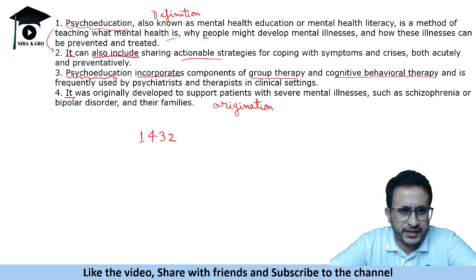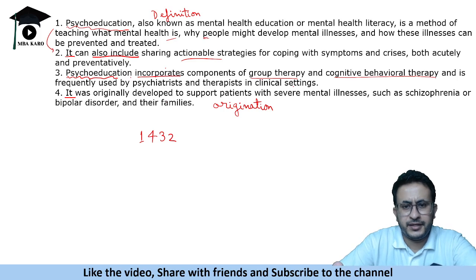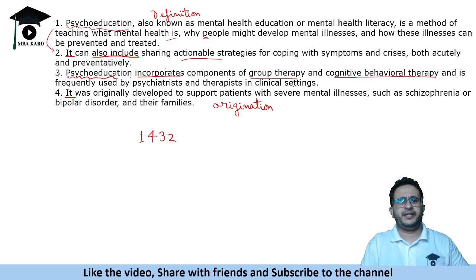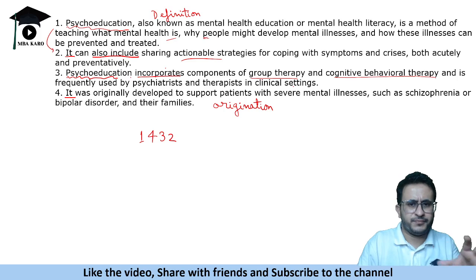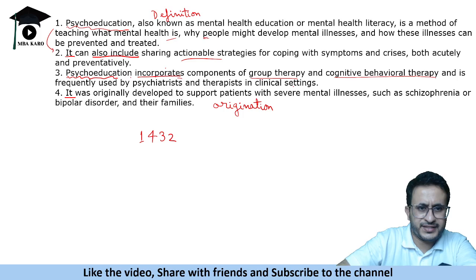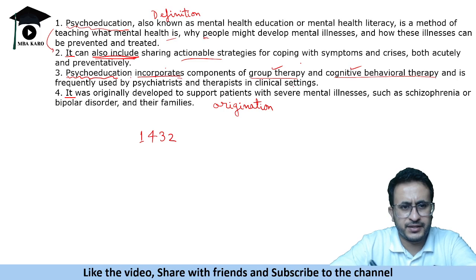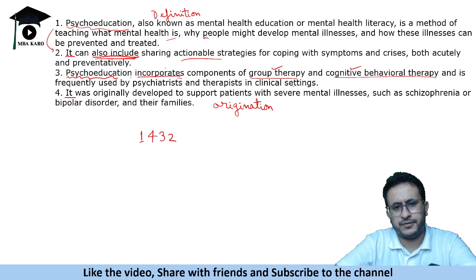Now if you look at this, it can also include versus it was originally developed. So it was originally developed should come first, because you tell the history first, right? Like you define something, then you tell the history, why and how it came into place, and then what it includes. So history would precede what it includes, and when it says it can also include, it means something it already includes. So these are the things that it includes: group therapy, cognitive behavioral therapy, and it also includes actionable strategies for coping with symptoms and crisis. So this is the correct order.